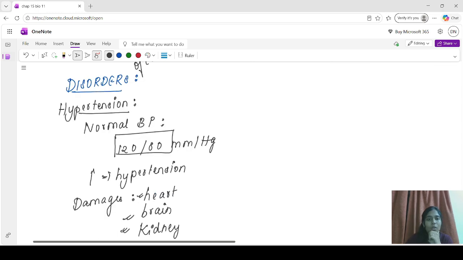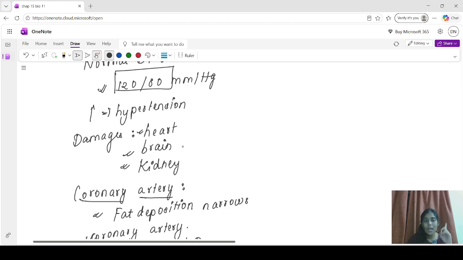Okay, now let us look at the disorders of the circulatory system. The first one is hypertension. What does hypertension mean? The persistent increase in blood pressure above the normal level. So what is the normal human blood pressure? It is 120 by 80 mmHg. So what is 120 and what is 80? 120 is systolic pressure and 80 is diastolic pressure.